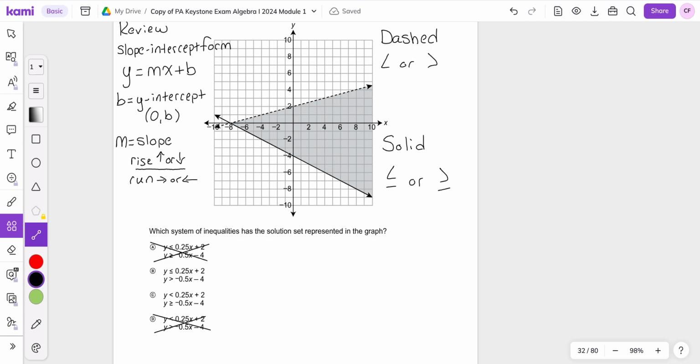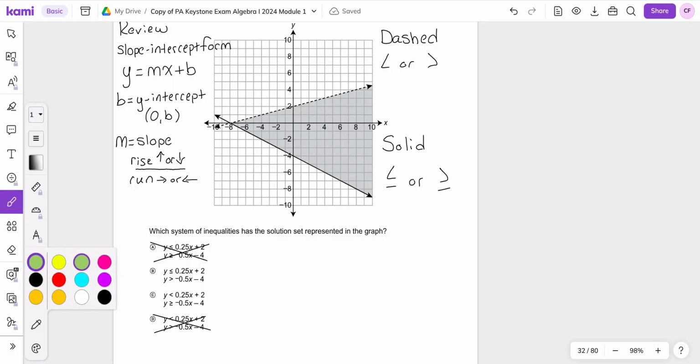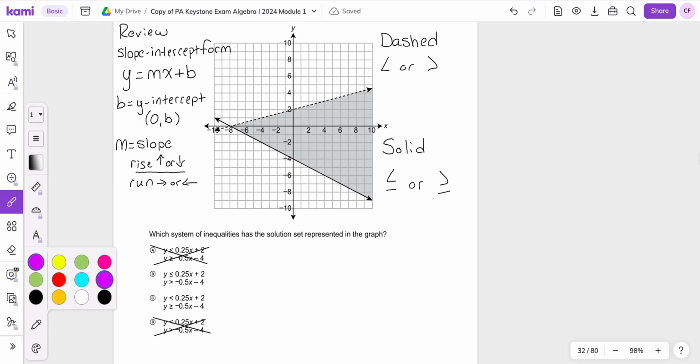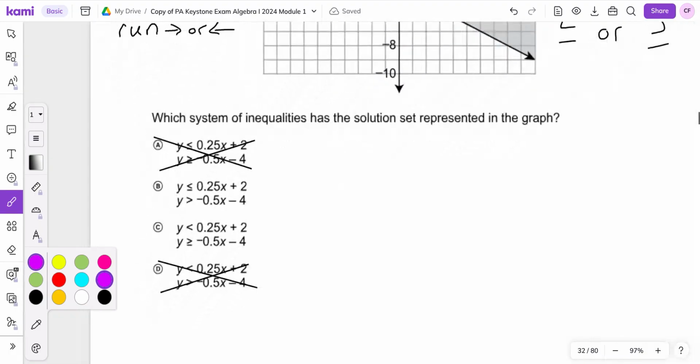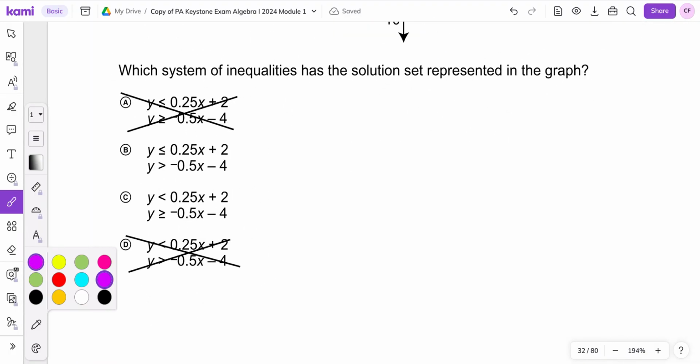If we examine this, we know that the y-intercept for one of the graphs is at the -4. Notice that the -4 is the one that is the solid line. So if we look at B and C and where that -4 is, the only one with the solid is the C option.